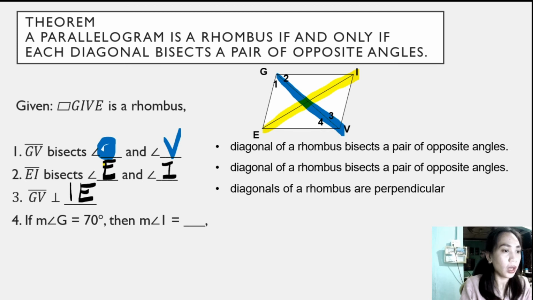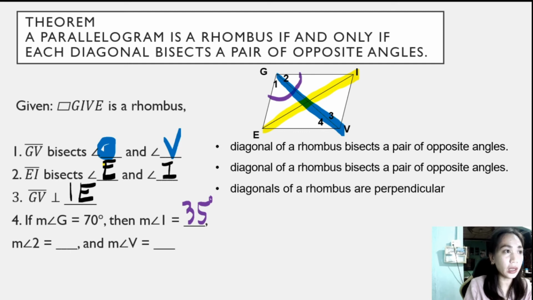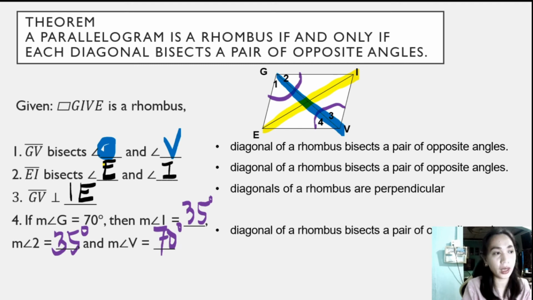Now, if your angle G is 70 degrees, 70 degrees daw yung kabuuan ni angle G. Now, the question is, what is the measure of angle 1? The measure is 35 degrees, and angle 2 is also 35 degrees. And you have angle B. Si angle B, anong measure niya? Same with 70 degrees because the opposite angles are congruent. Again, diagonals of a rhombus bisect opposite angles.